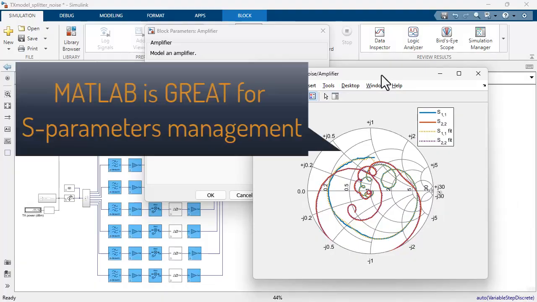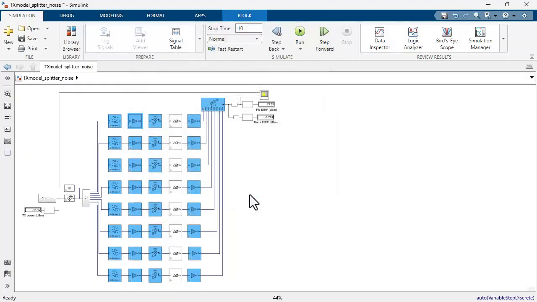This also allows me to point out how great MATLAB and the RF Toolbox are for managing S parameters. Importing, visualizing, cascading, de-embedding, transforming, you name it, the RF Toolbox provides you with the function to do it. But back to our design.